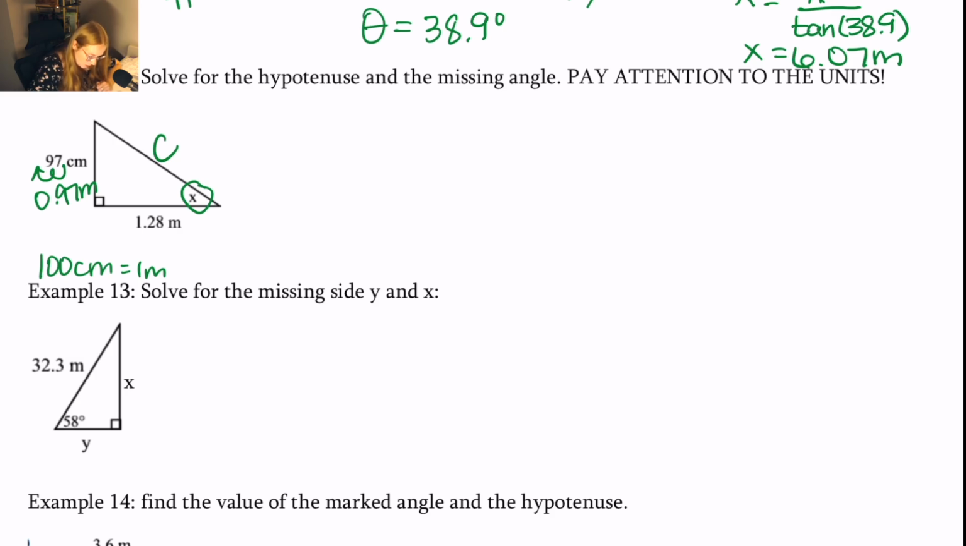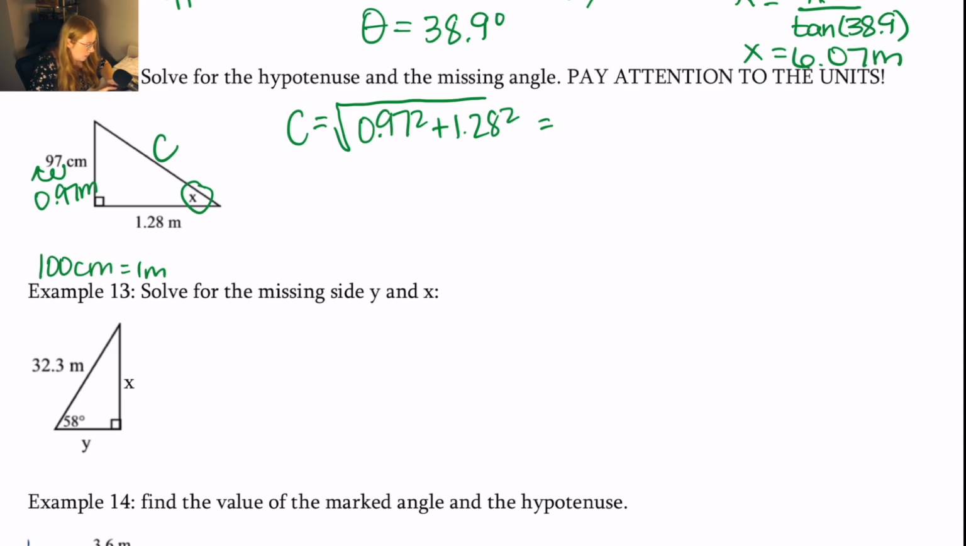I'm not going to be able to use trig to solve the hypotenuse unless I have that angle, but I could do the Pythagorean theorem. So let's go ahead and do that. We're looking for the hypotenuse. Pythagorean theorem is the square root of one side squared plus the other side squared. So let's type that in. 0.97 squared plus 1.28 squared. And you get 1.6 meters. Okay, so we have the hypotenuse. Now we have all three sides. We just need to find the angle.